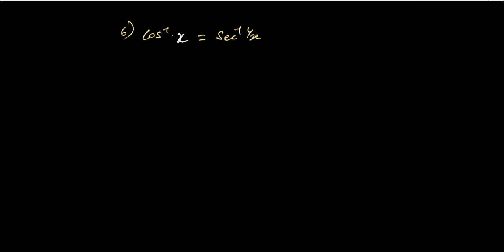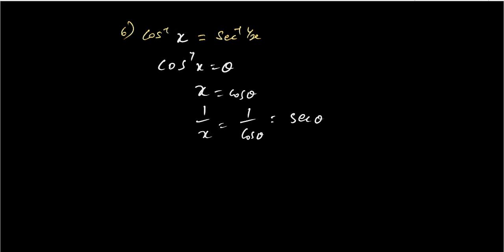Now, cos inverse of x equal to secant inverse of 1 by x. For this, let me take cos inverse of x is equal to theta. So if you bring cos to the right hand side, x is equal to cos theta. Take reciprocal on both sides. It will become 1 by x is equal to 1 by cos theta. 1 by cos theta is nothing but secant theta. So 1 by x is equal to secant theta.